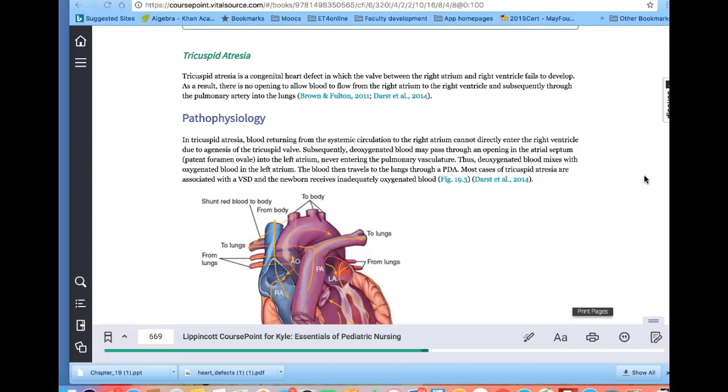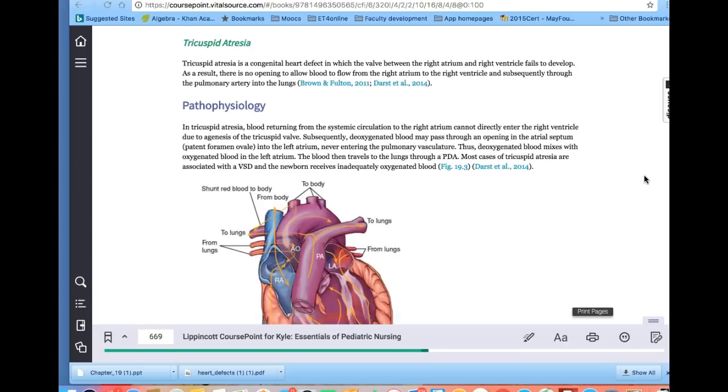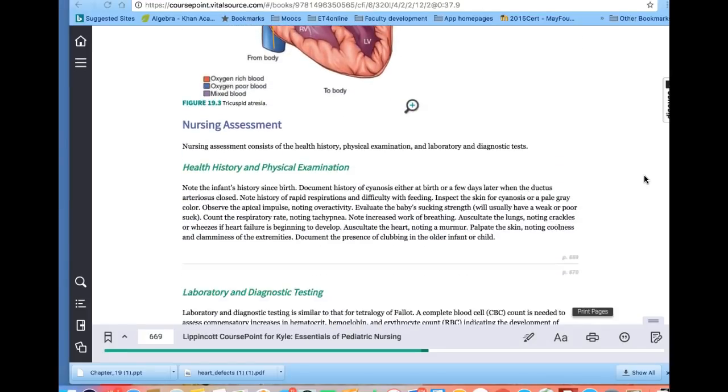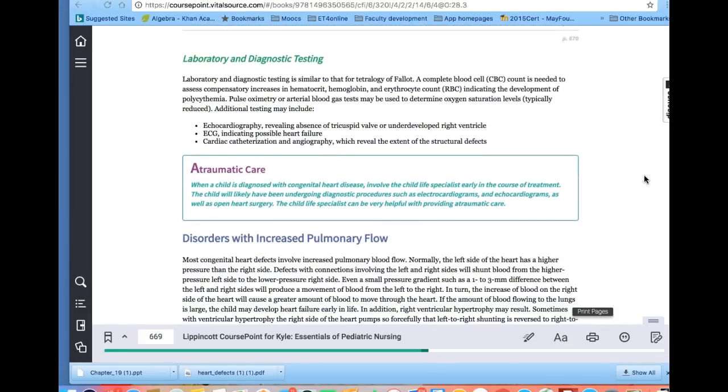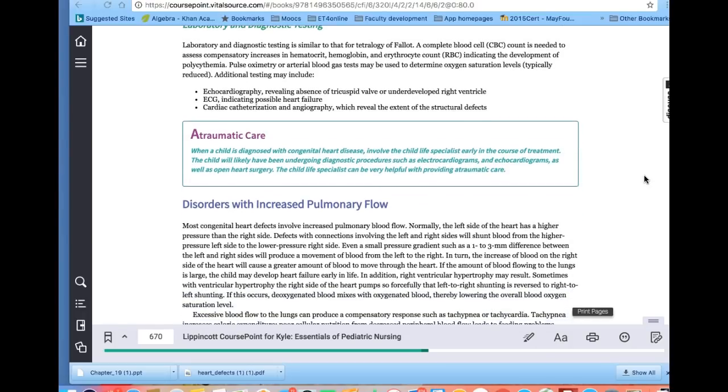You're going to see a very cyanotic baby. You're going to see low oxygen saturations. You're going to see poor feeding, sweating, and these are fixed pretty quickly with surgery. Some labs and diagnostic testing. Anytime that they're considering a cardiac defect, you're probably going to see an echo, and it tells us structure. So we're going to be able to see structure and blood flow with an echocardiogram.